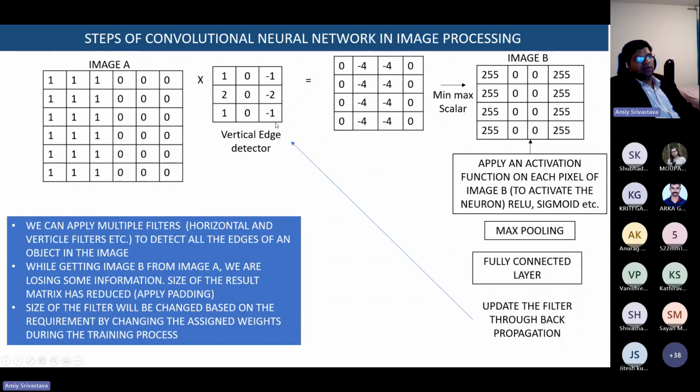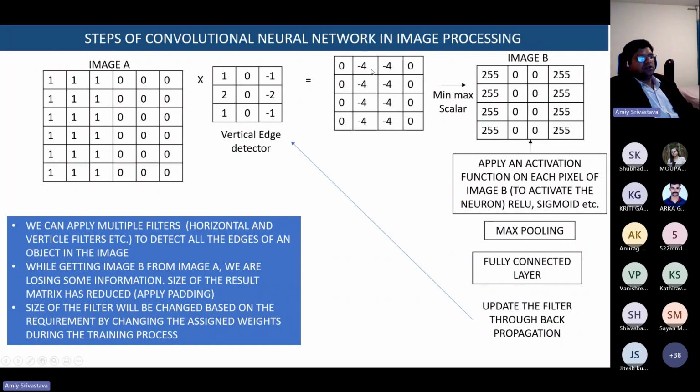So firstly, we apply some detector, or we can call it a vertical edge filter, or a horizontal filter, and we multiply this filter with the pixels of the image, and we get this final image. And we can apply a scalar over there. Like suppose this is the zero number, we can convert that zero into 255, because in this matrix zero is the maximum and minus four is the minimum.